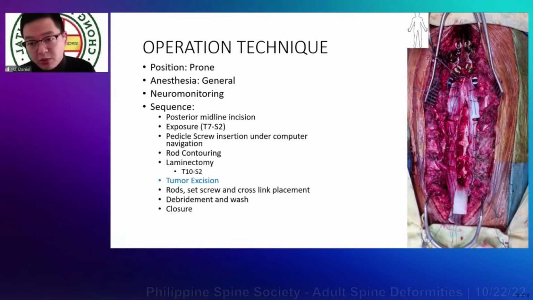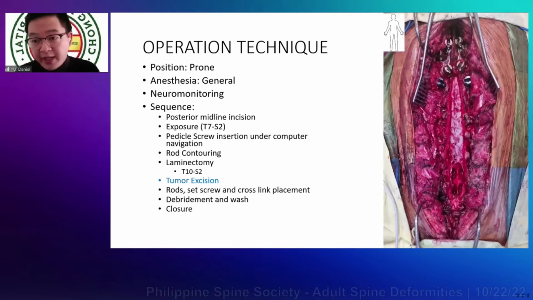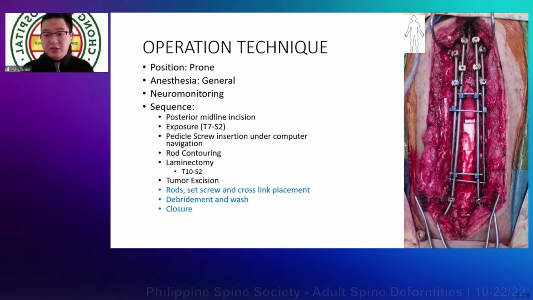After the tumor excision, we repaired the dura. For the proximal, we were able to do the primary repair, but for the distal, we used a dura patch to close the dura. So finally, we placed in the rods, set screws, and crosslink. So this would be the final intraoperative picture. We have a multi-rod, 4 rods all in all, and 4 cross links used for this operation.